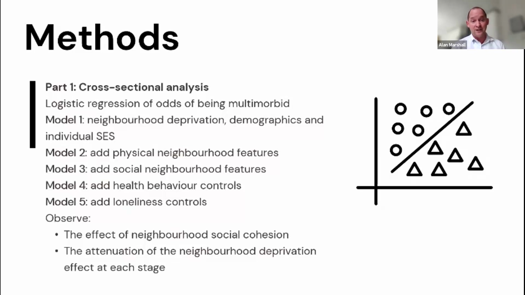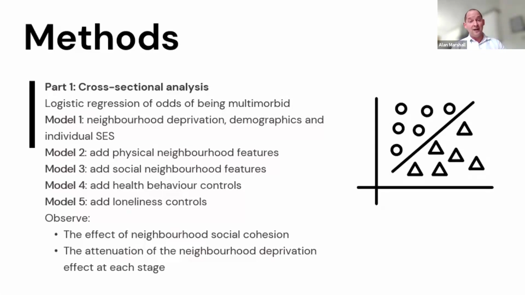And what we were really interested in doing here is, first of all, looking at the effect of neighbourhood social cohesion. Is that associated with multimorbidity? And then we were also interested in whether the association between neighbourhood deprivation and multimorbidity was attenuated, or became less, as we controlled for other factors, which might suggest that neighbourhood deprivation is actually acting through some of these other features of the neighbourhood.